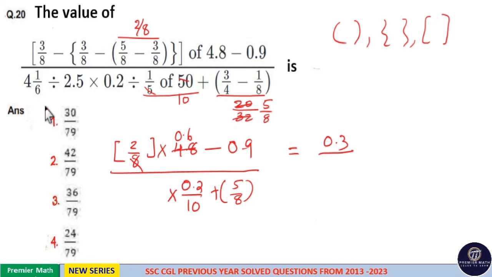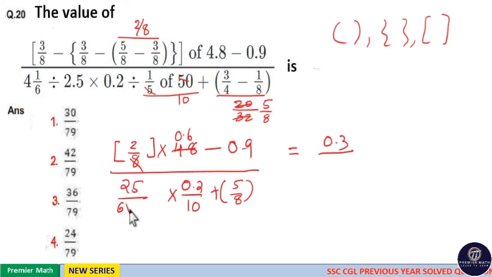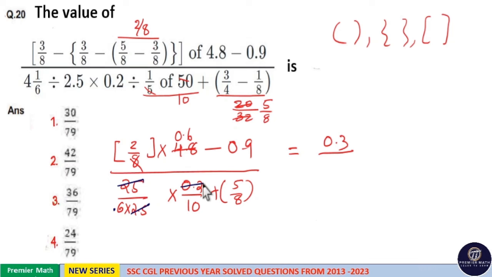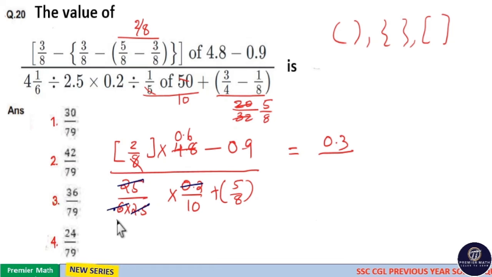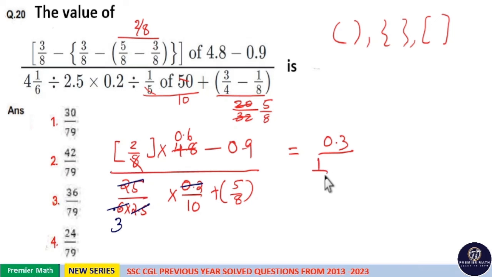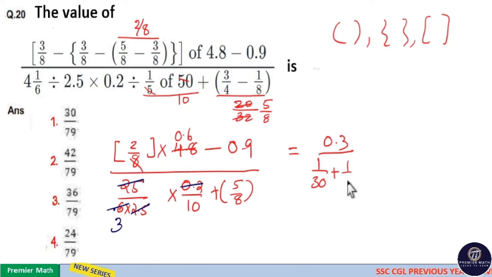Remaining, 4 into 6 is 24. 24 plus 1 is 25. So 25 by 6 divided by 2.5. 25 by 6 divided by 0.25 means 25 by 6 into 2.5. Now cancel 25 and 2.5. So this will become 0.6 in the denominator. Now 2 goes 3 times in 6, so 0.2 goes 3 times in 0.6. Now this is equal to 1 by 30. So in the denominator you have 1 by 30 plus 5 by 8.